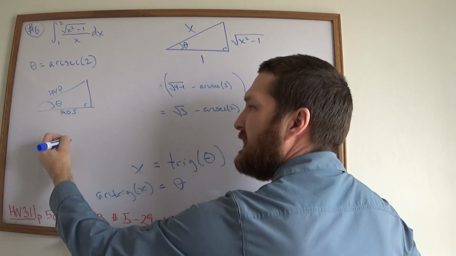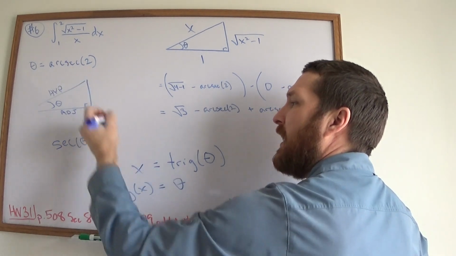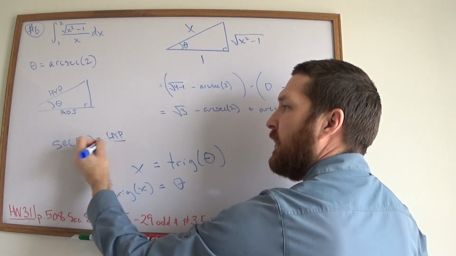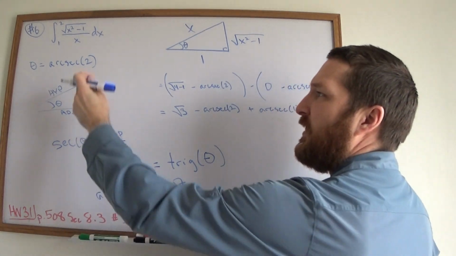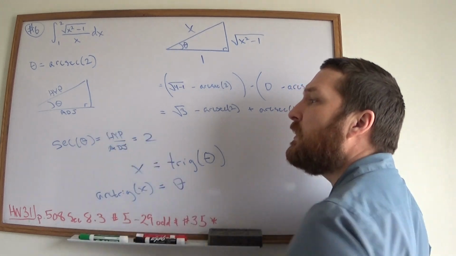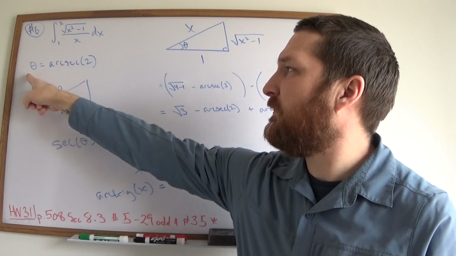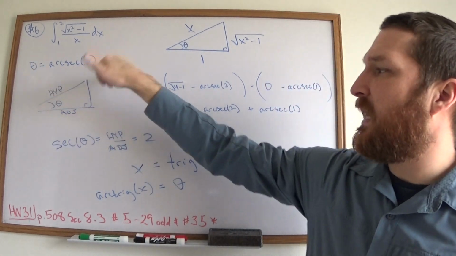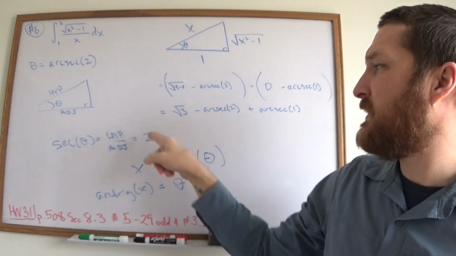And secant theta would be hypotenuse over adjacent. And if that gives you a 2, right? That's what this says. You take secant of this, secant of that, and you get out a 2, then hypotenuse over adjacent must be 2.